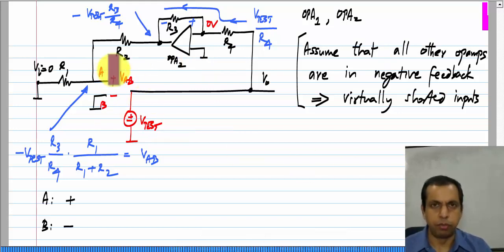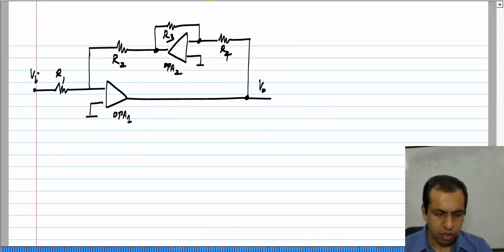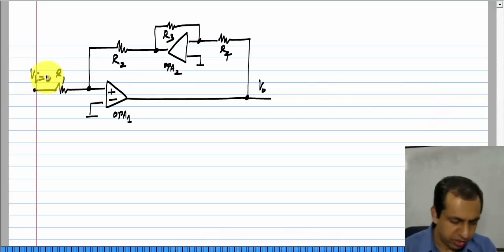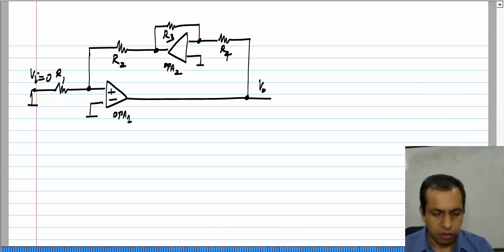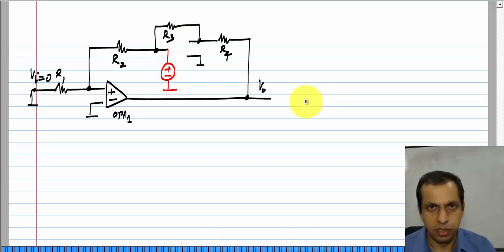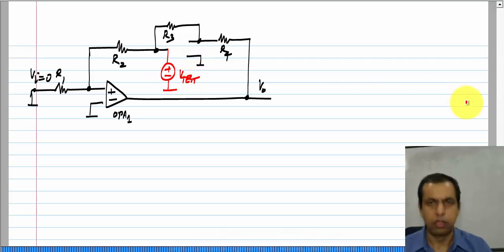Now, once the signs for this op amp have been determined, we have to determine the signs for OPA 2. Okay. So, the signs for this op amp have been determined as plus and minus. Okay. And Vi is 0, which means this is grounded. Now, I will remove the second op amp and apply a test voltage like that.